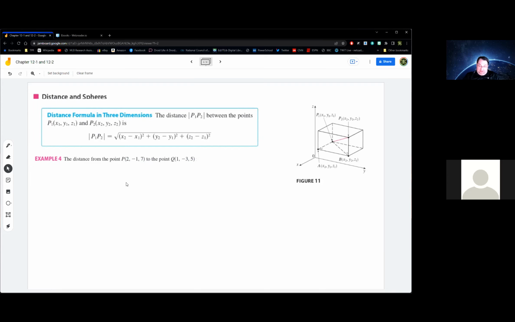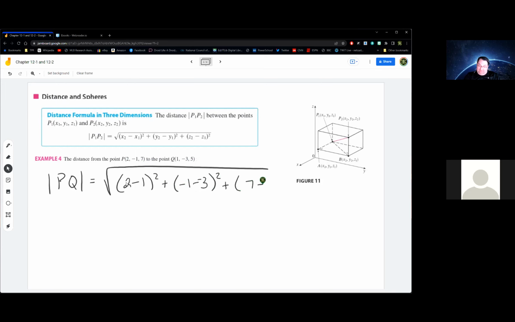So it's actually used. We're looking for the distance from P to Q. So we've got 2 minus 1 squared plus negative 1, I'm almost writing the point, minus 3. Actually, it's minus a negative 3 squared. What happens when you're looking at signs? Don't lose the negative signs. Plus 7 minus 5 squared. You can see how I did it. It was really easy to sit there and go minus and then forget that you have to put the negative 3 in there too.